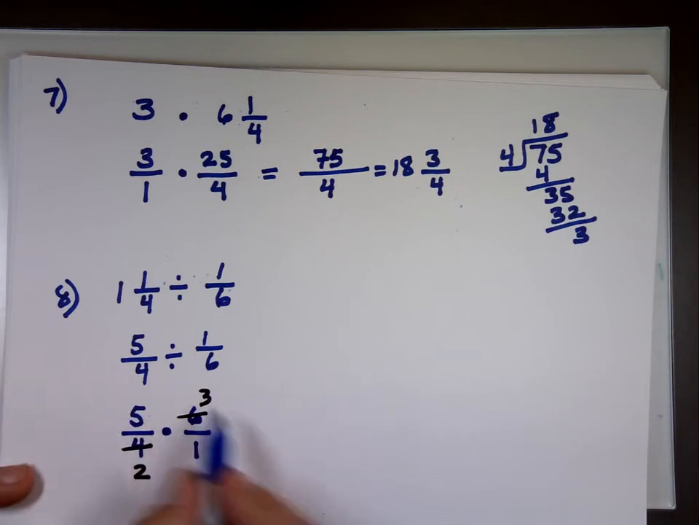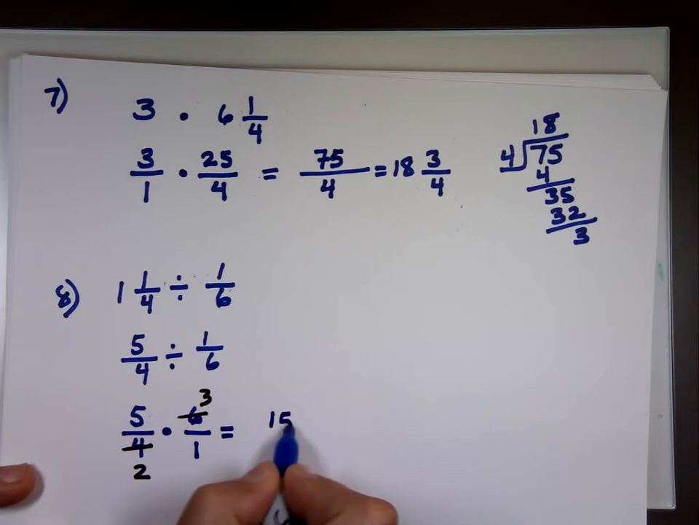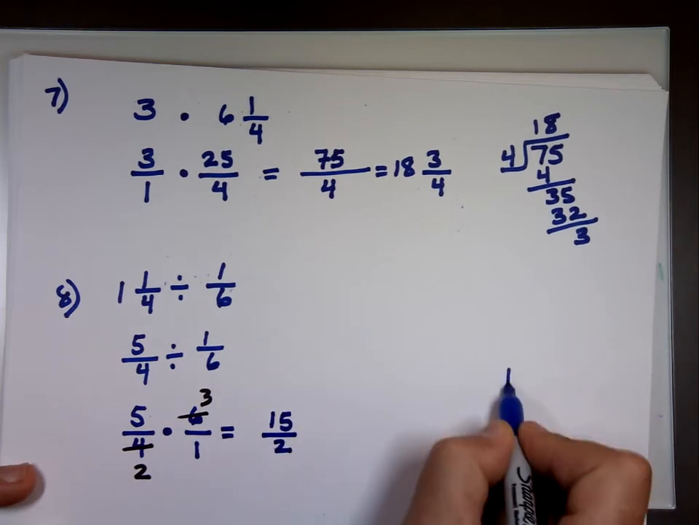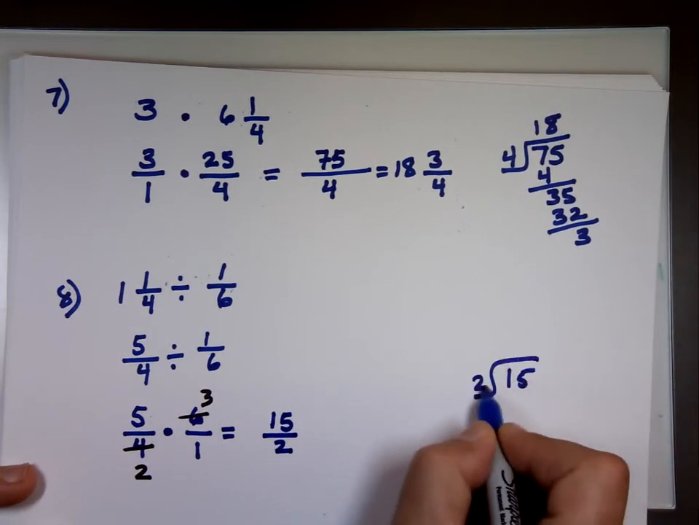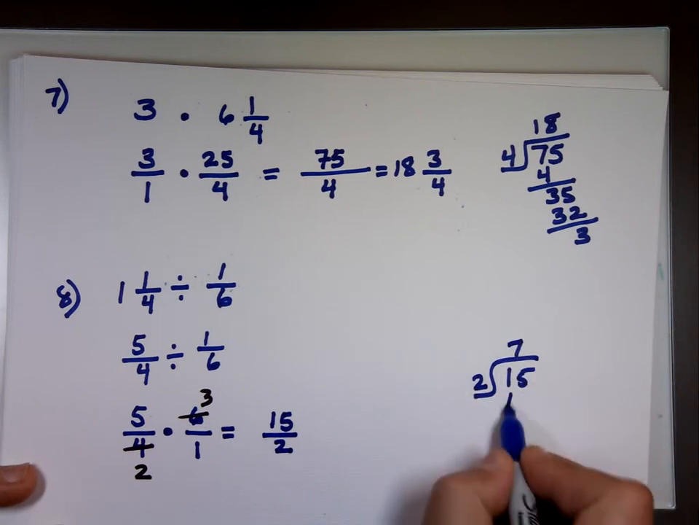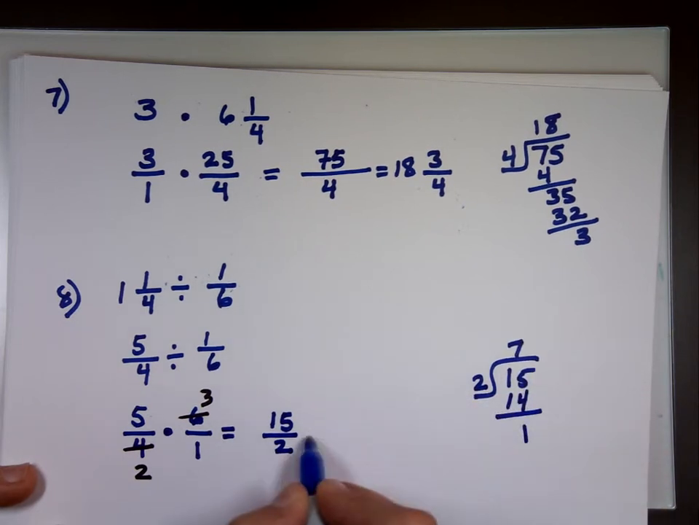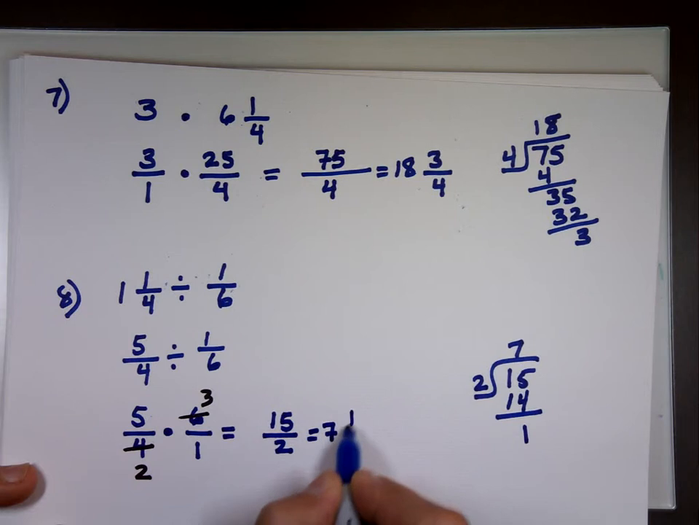5 times 3 over 2. What's 15 over 2? 7. 7 times 2 is 14. The remainder is 1. 7 1/2.